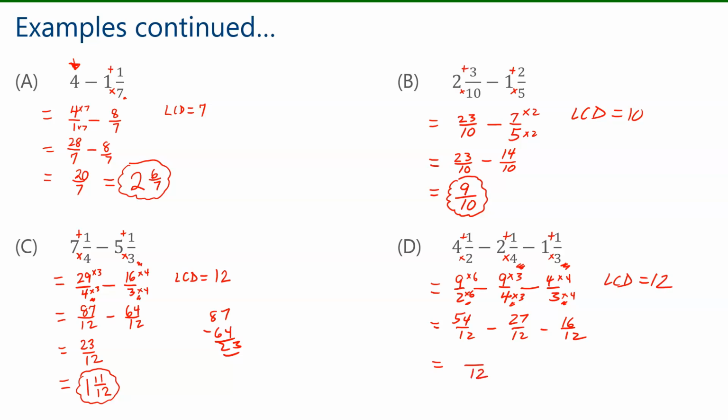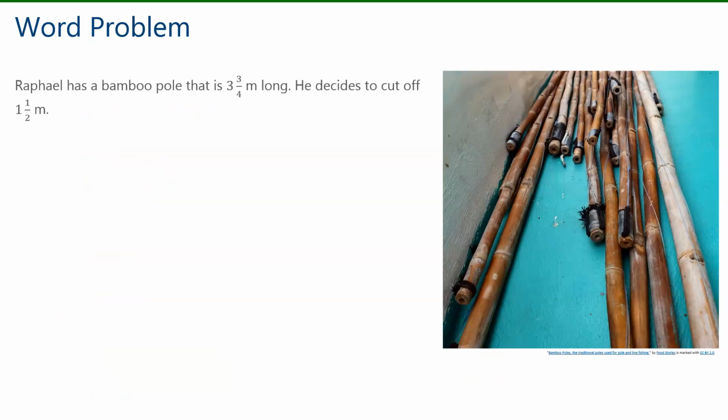Now let's subtract. 54 subtract 27. Well, that's actually 27. And then 27 take away 16 will give us 11. 11 twelfths, proper fraction, simplest form. We are done. Let's have a look at a word problem.